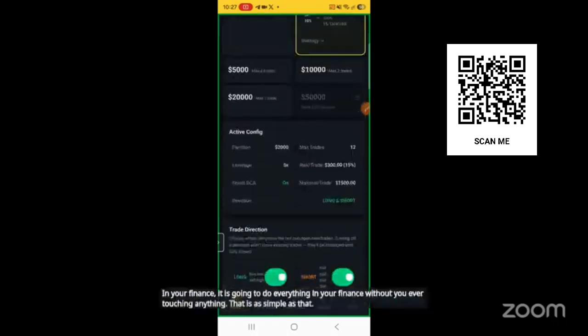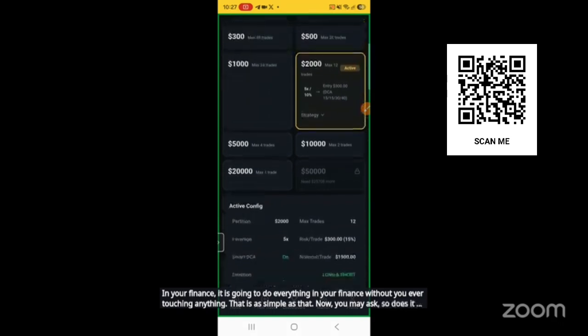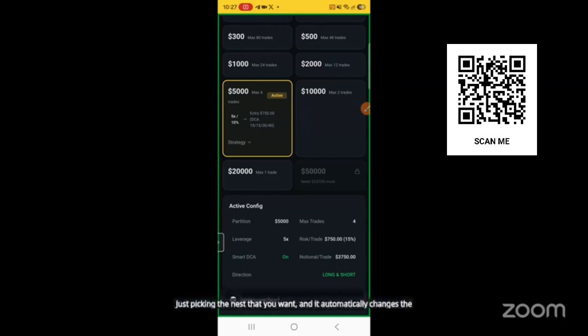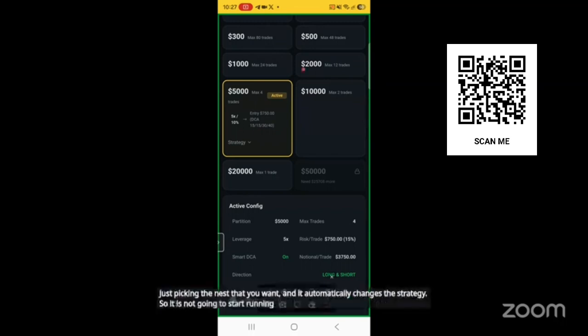Now, you may ask, does it mean if I had selected, maybe let me go back to my partition, which I used, this one here. I just select once and it updates automatically. Actually, if you want to change strategy, that is how you change. Just pick the next one that you want and it automatically changes the strategy. So it's going to start running on the $5,000 strategy now that I selected this one.